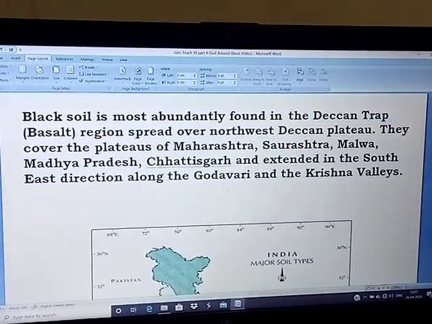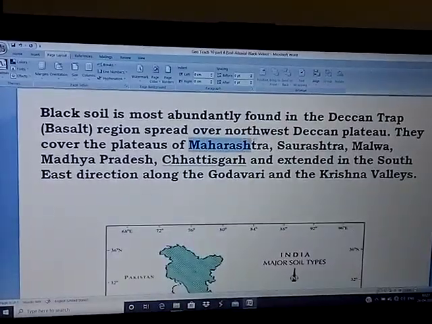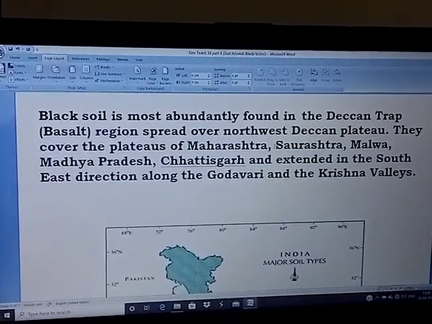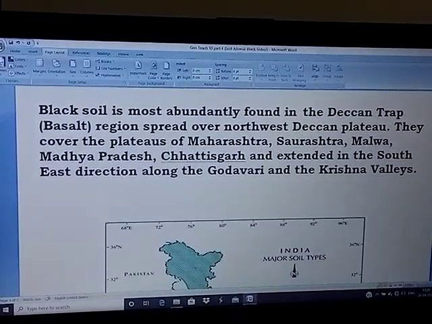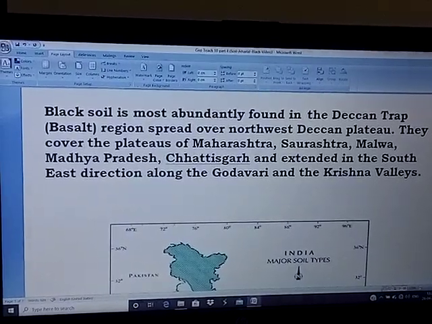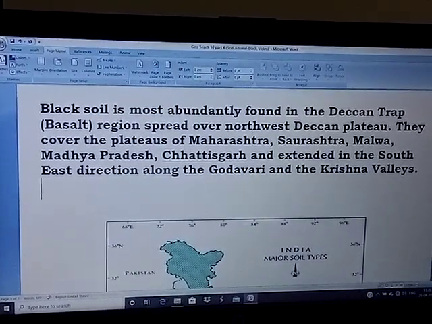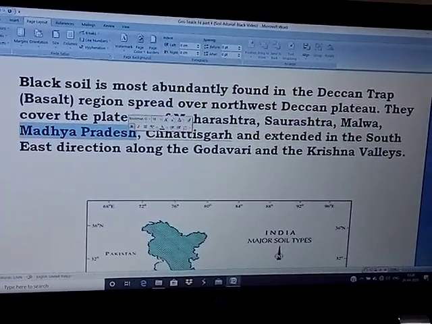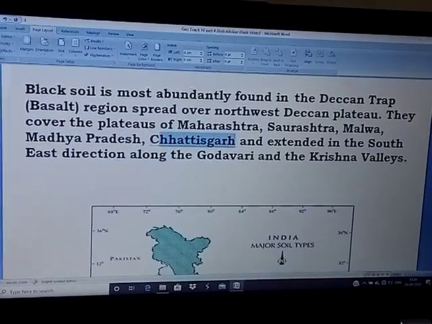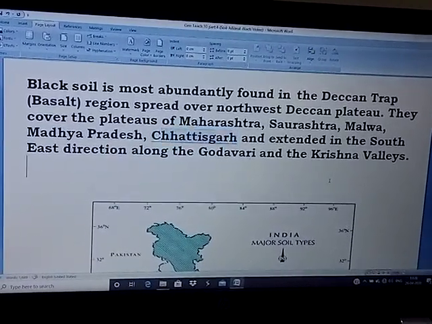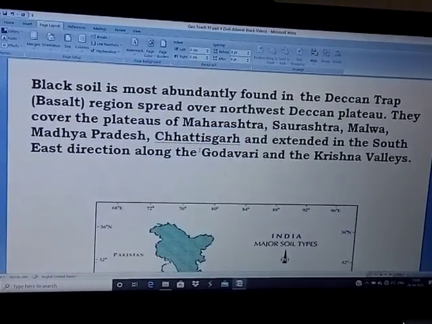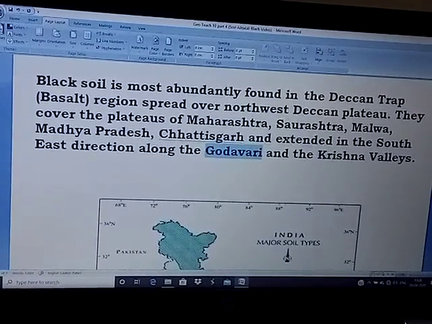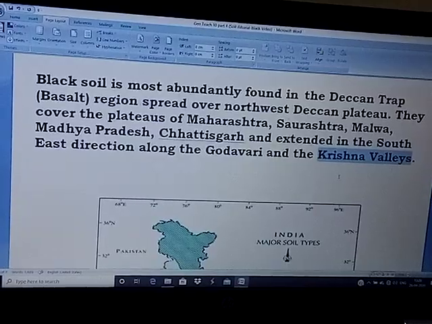Region wise, they are in Maharashtra, Saurashtra. Saurashtra, Malwa, these are old names that can be taken. Saurashtra must be in Gujarat, Malwa must be in Madhya Pradesh. So Madhya Pradesh, Chhattisgarh, now the new state Chhattisgarh, these are the areas, and in the south, it is the east direction along the river Godavari and Krishna valleys.